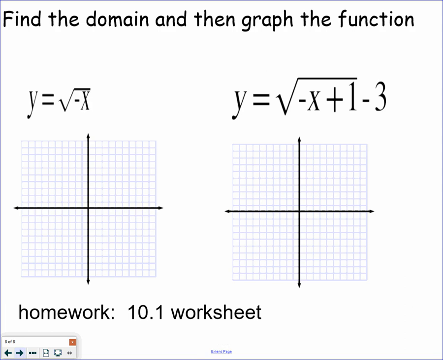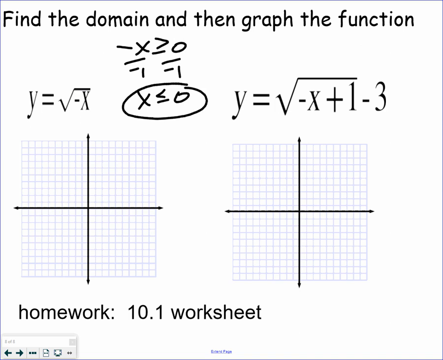Find the domain and graph. So again, I'm back to whatever is under the radical. And this gets a little bit more challenging. Greater than or equal to 0. So x is actually less than or equal to 0 when I divide by negative 1. I'm going to go back and do that again because that was probably a little rough. Whatever is under the radical must be greater than or equal to 0. Solve. Wait a minute. What happens when I divide by a negative? I switch the inequality symbol.